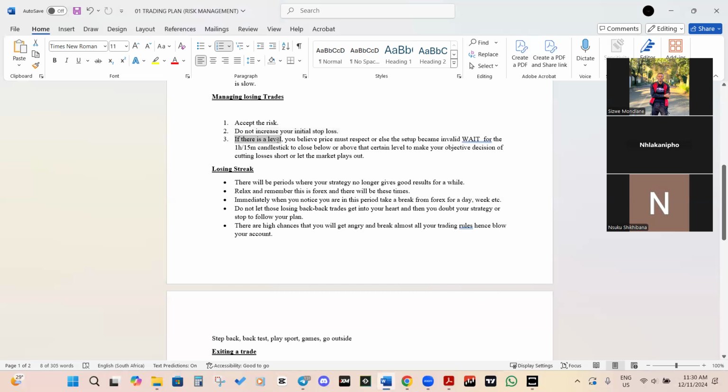Okay. If there's a level you believe price must respect or else the setup becomes invalid, wait for the 1 hour or 15 M candlestick to close below or above that certain level to make your objective decision of cutting losses short or letting the market play out.